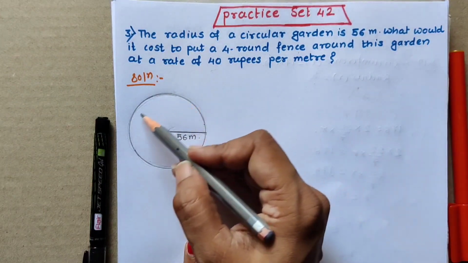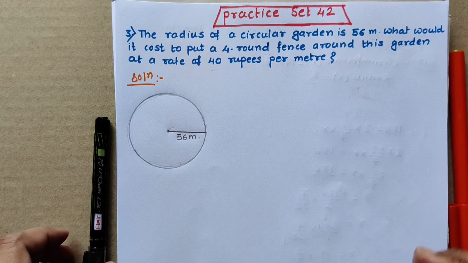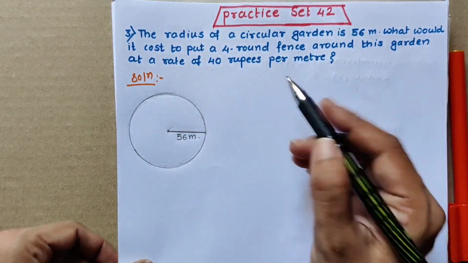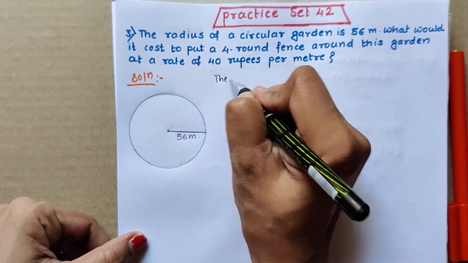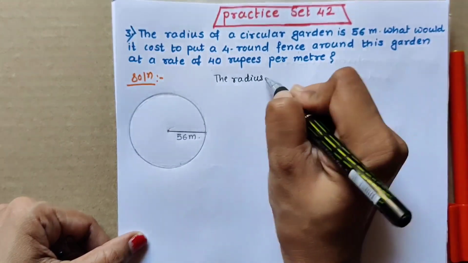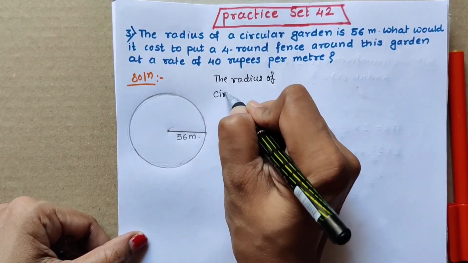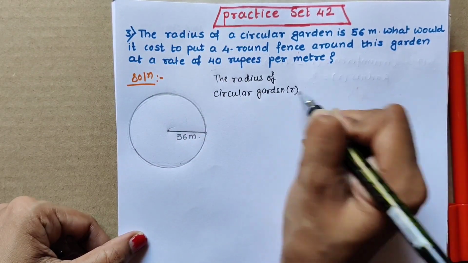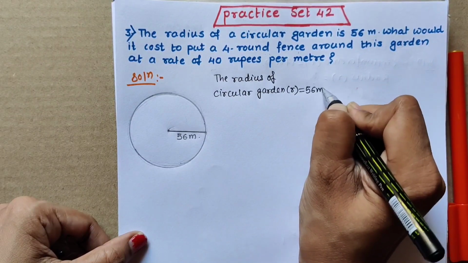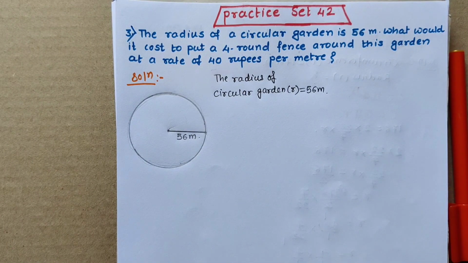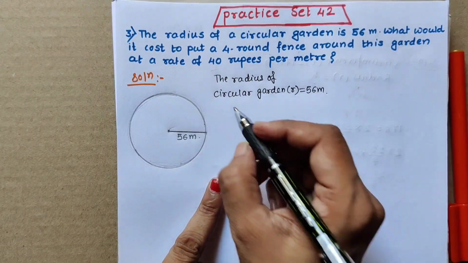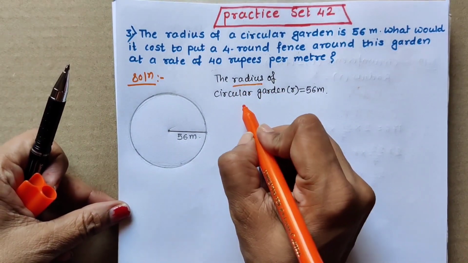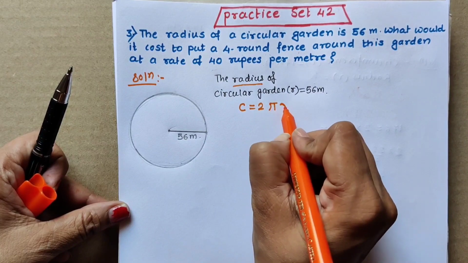Okay, so let us first find out the circumference of this circular garden. So what is given to us first? We are given the radius of the circular garden. The radius of circular garden, R is equal to 56 meter. So children, as radius is given, we can find out the circumference. As we all know, when radius is given, we can apply the formula of circumference as C is equal to 2 pi r. Correct?